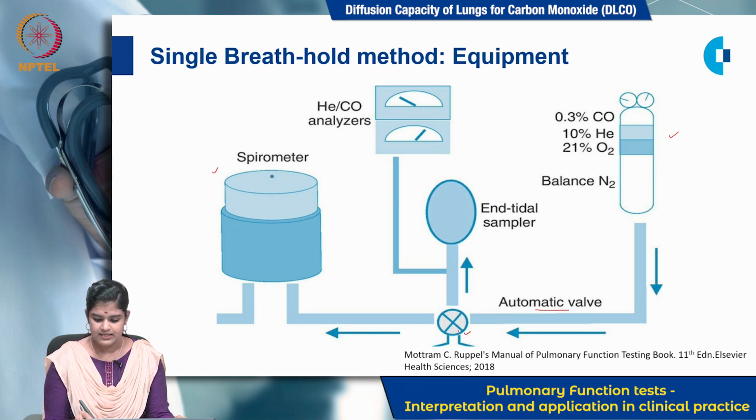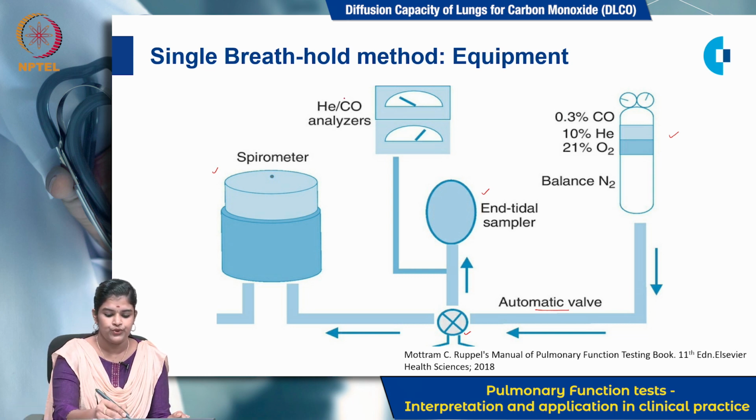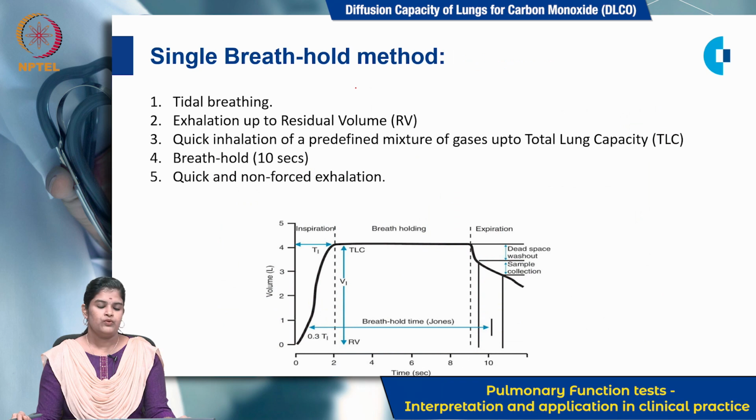Patient inhales this gas and then exhales it, which is collected in the end-tidal sampler, and this collected sample will be analyzed by means of two analyzers, one helium analyzer and one carbon monoxide analyzer. What are the steps of the test? Initially the patient is seated comfortably with a nose clip and is given the mouthpiece.